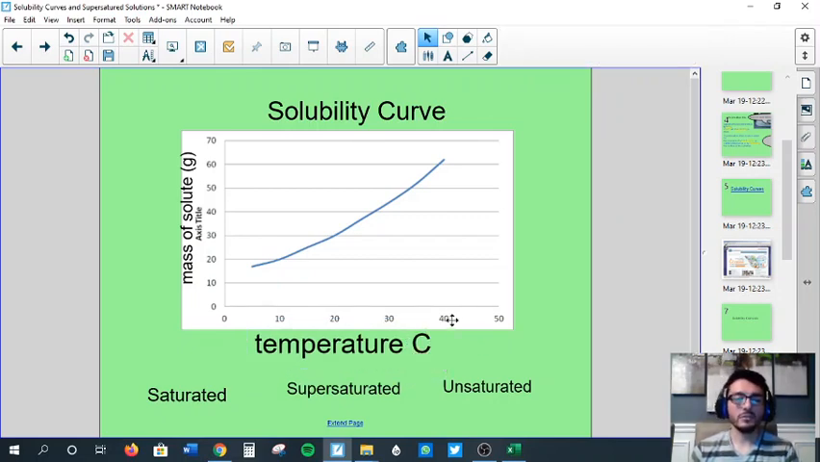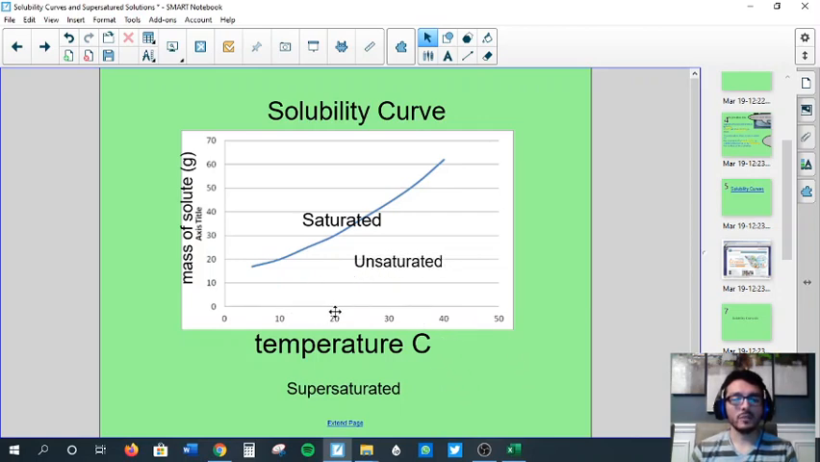Okay, so along this line is where you've reached saturation. You can read this graph and say at 10 degrees, you can dissolve about 20 grams of solute, and that's going to be saturated. At 20 degrees, you can dissolve about 30 grams of solute, and that's said to be saturated. At 40 degrees, approximately 60 grams of solute can be dissolved, and that's going to be a saturated solution. Anything below that line, below this curve, is going to be unsaturated.